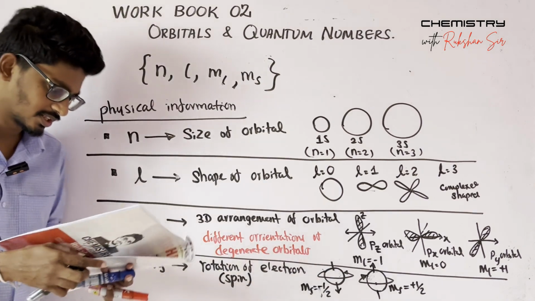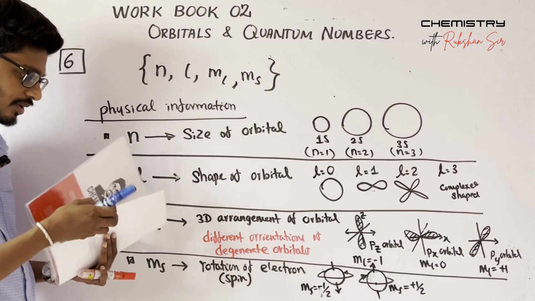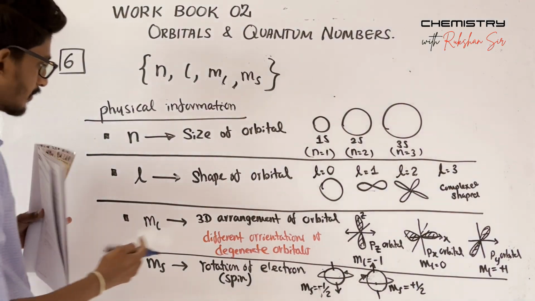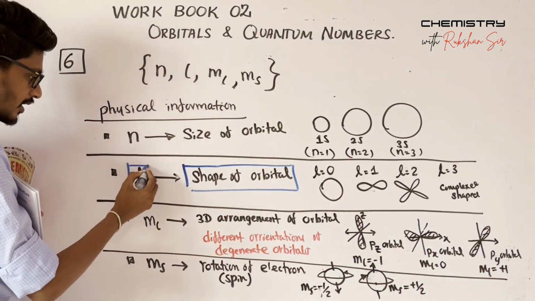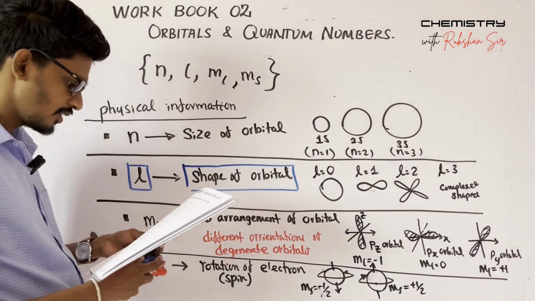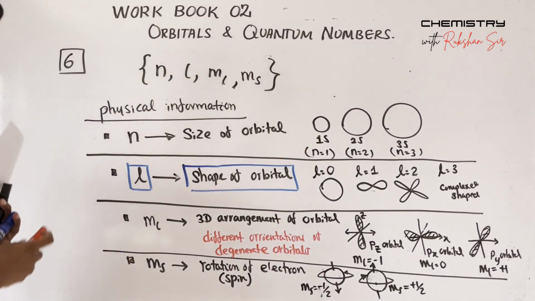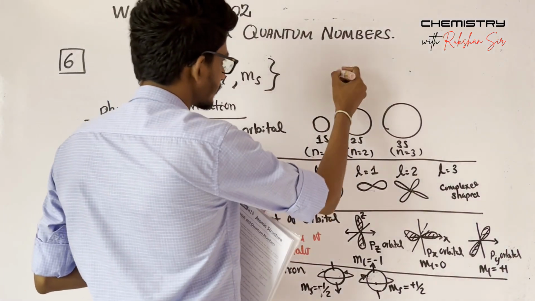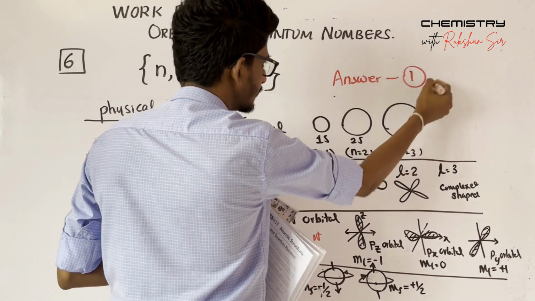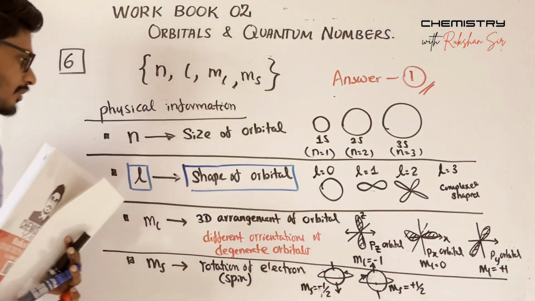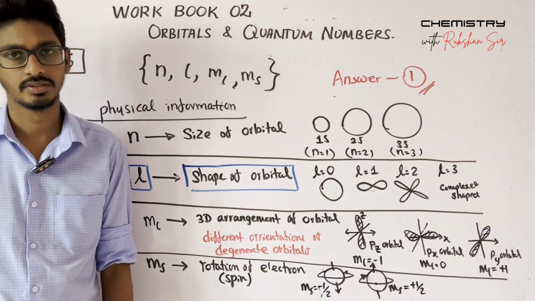And this question asks us about the shape of an atomic orbital. Shape is given by the l value. So the answer is 1. Shape is given by the l value, that's the azimuthal quantum number. That is all about question number 6.